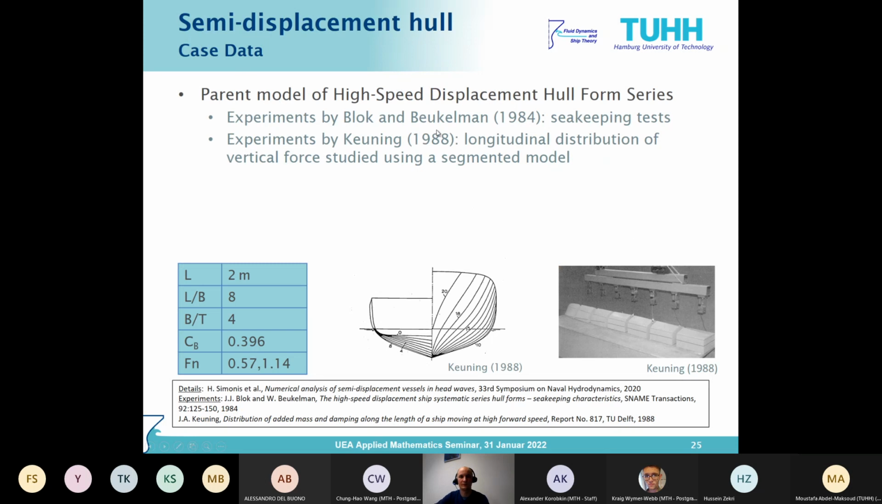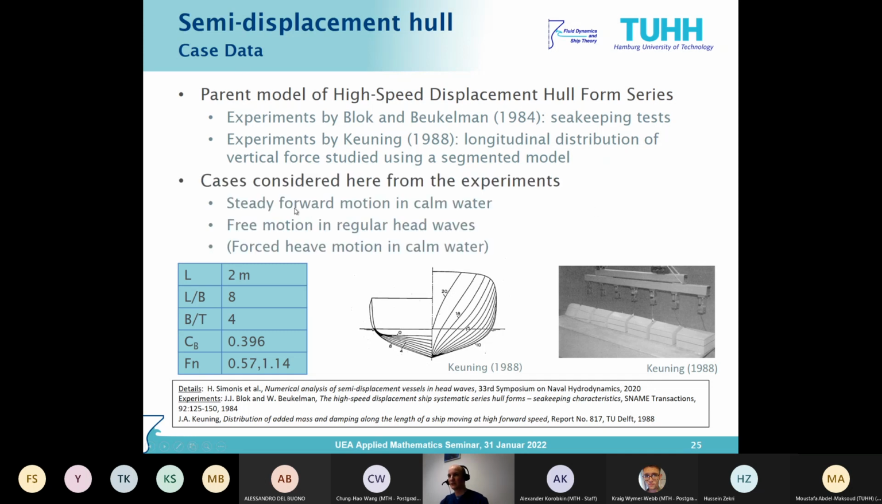Okay, so let's go to the next case I'd like to show you, which is a semi-displacement hull. This is the parent model of the high-speed displacement hull form series, which was investigated experimentally in the 1980s. There was a segmented model used as well, which was used to get a distribution of the force over the length, which is very interesting for us as a validation.